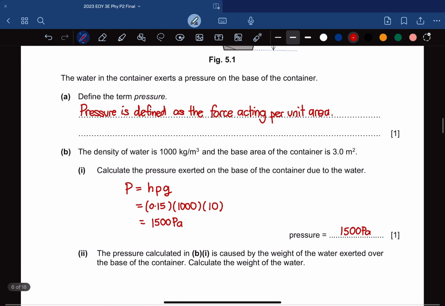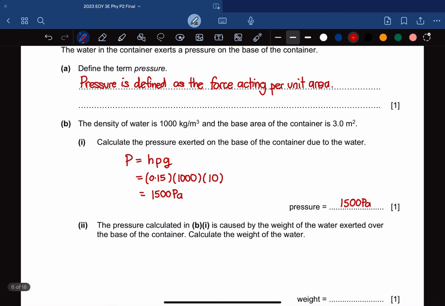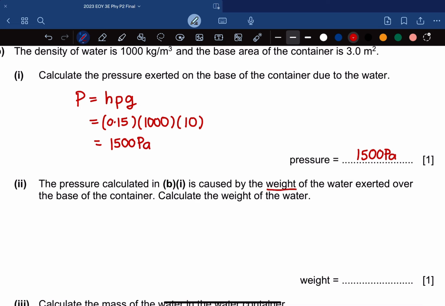Question 5b part 2. The pressure calculated in part bi is caused by the weight of the water exerted over the base of the container. So from this question, we can identify that this weight is a force that's acting on the base of the container. By the pressure formula that we have also learned before, pressure is equal to force over area by the definition of pressure. And in this case, the force acting on the base of the container is the weight of water.